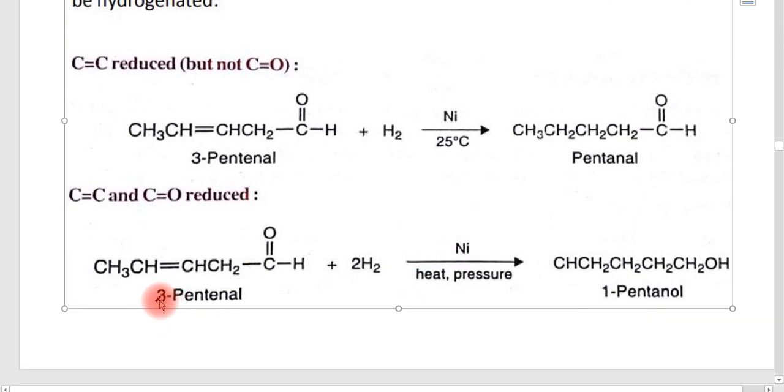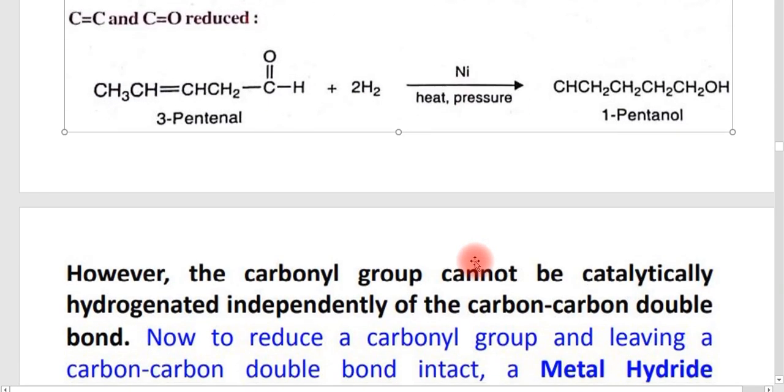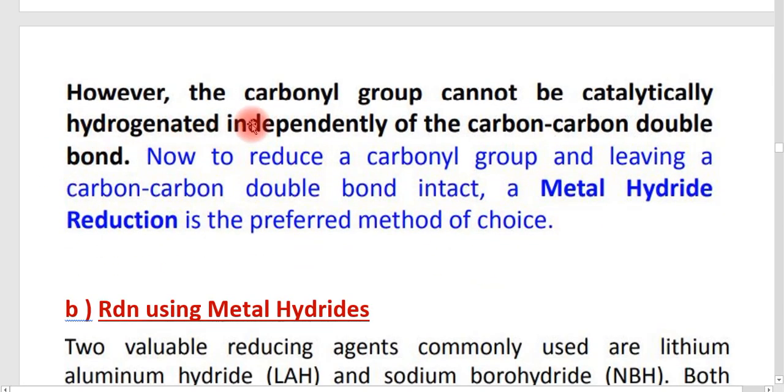In other cases, it may also be possible that the C double bond C also gets reduced, or the C double bond also undergoes reduction. And so it forms an alcohol, that is CH3, CH2, CH2, CH2, CH2 and OH. Okay, so that is a condition. However, the carbonyl group cannot be catalytically hydrogenated independently of the carbon-carbon double bond.